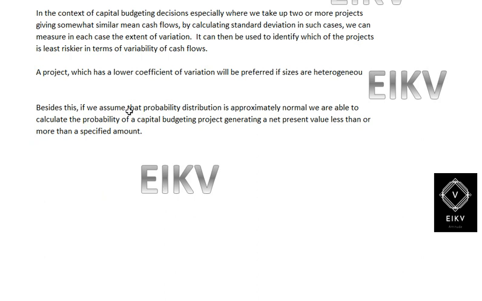Besides this, if we assume that the probability distribution is approximately normal, we are able to calculate the probability of the capital budgeting project generating a net present value less than or more than a specific amount.